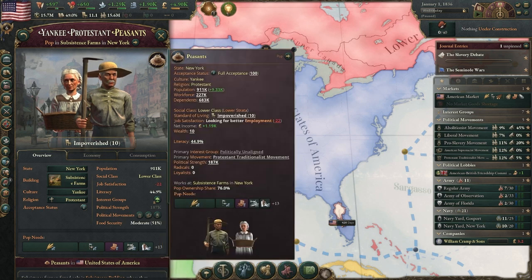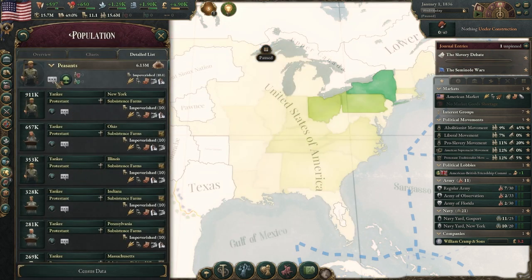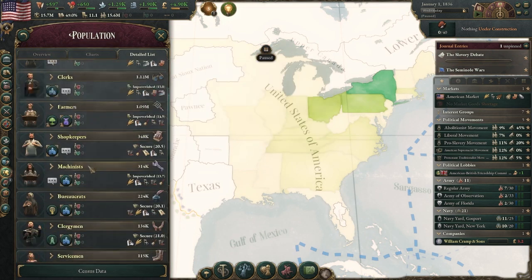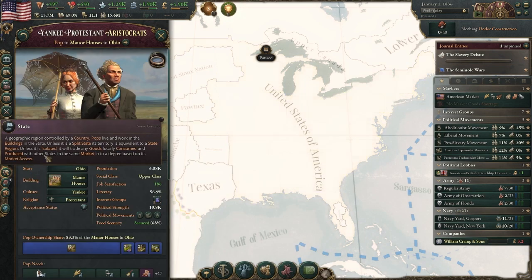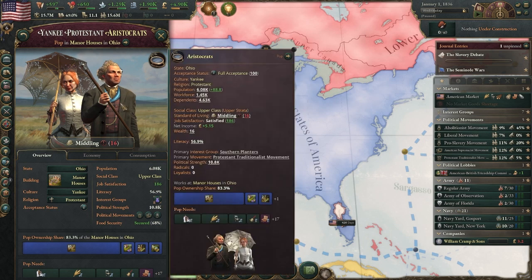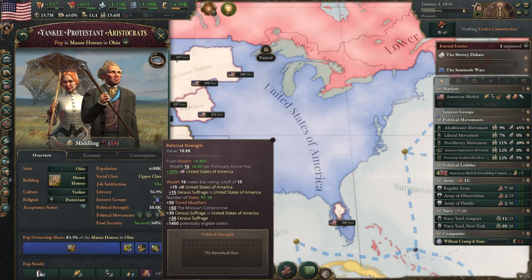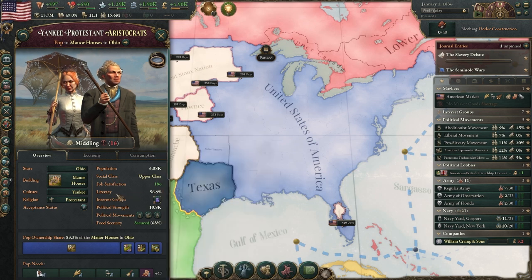Whereas if you look at Yankee Protestant aristocrats, so go over or scroll down to aristocrats and click on Yankee Protestant to find the Yankee Protestant aristocrats, you'll see under political strength, their wealth rating is 16. And so because they are above the 15-point threshold, they are eligible to vote. Also, since their literacy rating is 56.9%, they get an additional 30 points of political power.